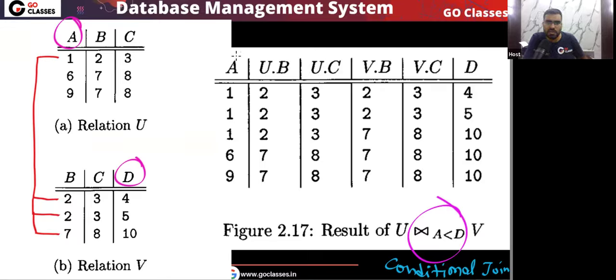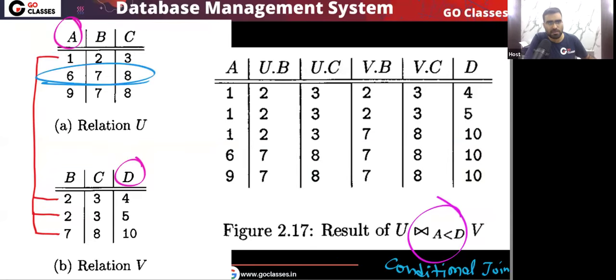Okay, in the answer you can see A, U dot B, U dot C, because they have common name BC. Please understand, here you have BC, here you have BC. So you can see here U dot BC, U dot B, U dot C, V dot B, V dot C. Anyway, you can see 1, 2, 3 will pair with 2, 3, 4. Next, 1, 2, 3 will pair with 2, 3, 5. Next, 1, 2, 3 will pair with 7, 8, 10. So you can see this tuple is pairing with everyone.